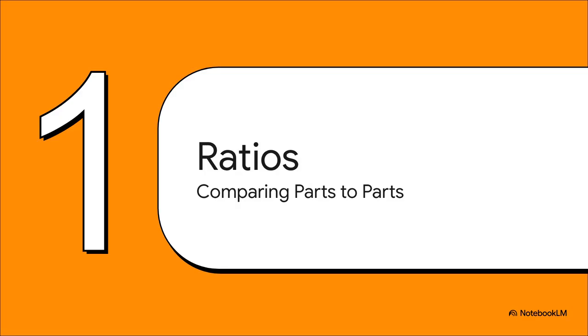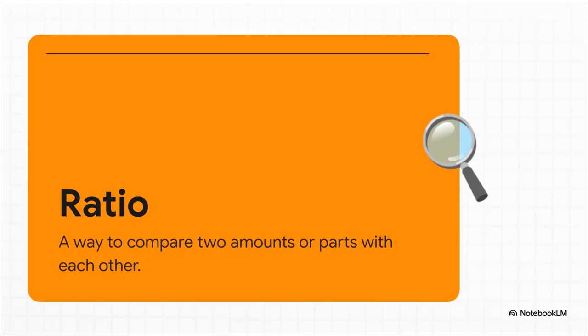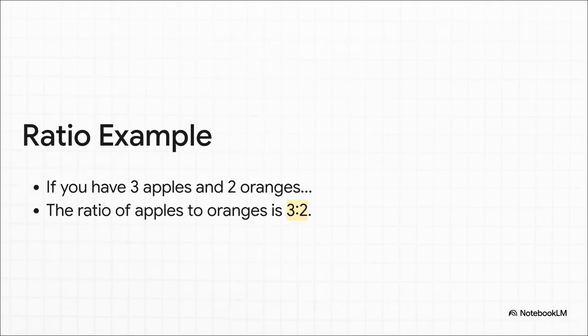All right, first up, ratios. Think of these as comparing the different pieces of the puzzle to each other. So a ratio is just a way to compare two amounts, part to part. It doesn't really care about the total number of things, just how the parts stack up against each other. Let's make this super simple. Imagine you've got 3 apples and 2 oranges. The ratio of apples to oranges is just 3 to 2. See? We're just looking at the apples versus the oranges.